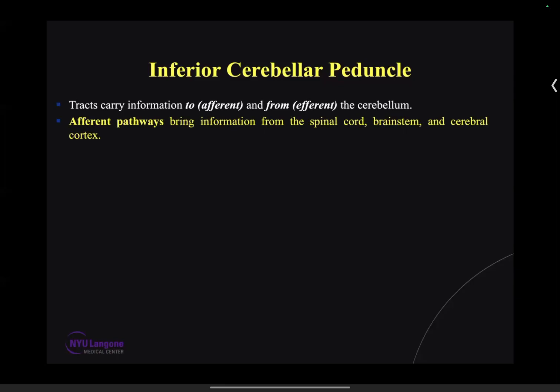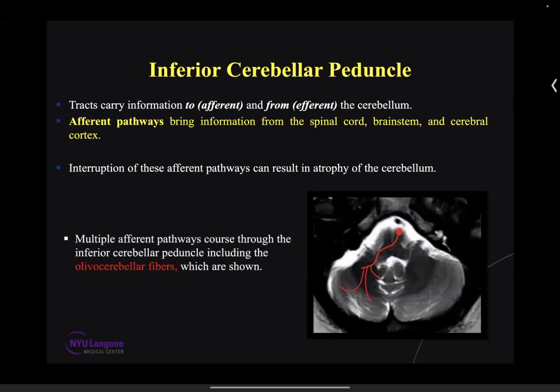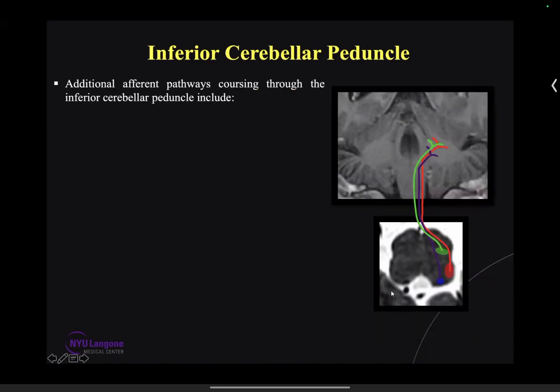So the inferior cerebellar peduncle is mostly an afferent structure, which is bringing in information from the spinal cord, brainstem, and also the cerebral cortex into the cerebellum. And interruption of any of these afferent pathways can result in atrophy of the cerebellum. Again, just a very quick cartoon diagram. This is not exactly where the olivocerebellar fibers run, but remember we talked about the Guillain-Mollaret triangle, how the inferior olivary nucleus from one side is connected to the contralateral dentate. That's through this inferior cerebellar peduncle. Again, not a very anatomical description, but just a cartoon of how these fibers run.